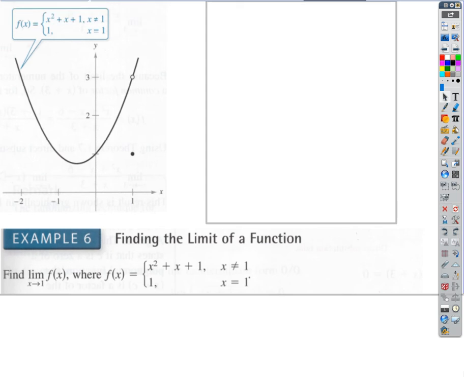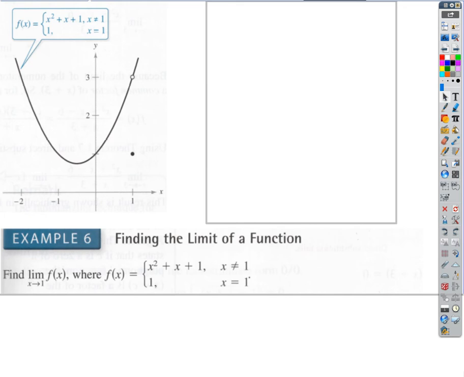So we've got this smooth curve defined, and then we've got this one point defined at x equals 1 that's off the curve somewhere, okay? So the goal here is, let's find the limit of this piecewise function as x approaches 1. Well, in the graph, it's easy. What's the answer? 3. Okay.